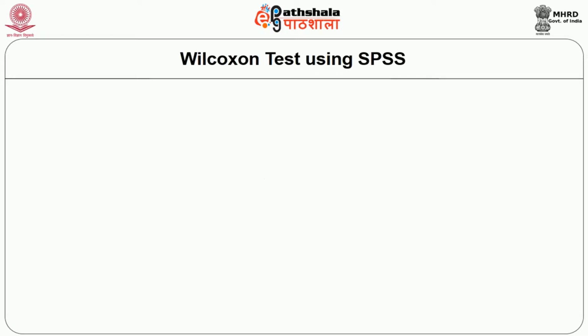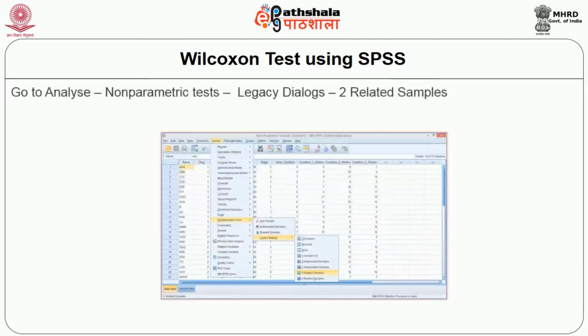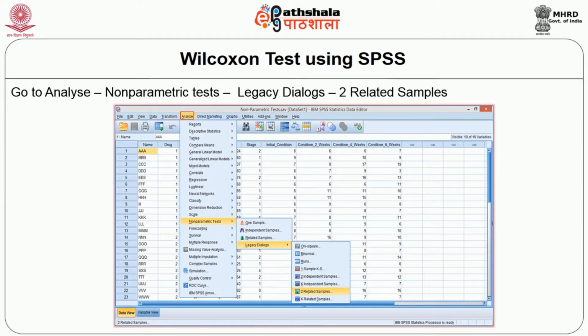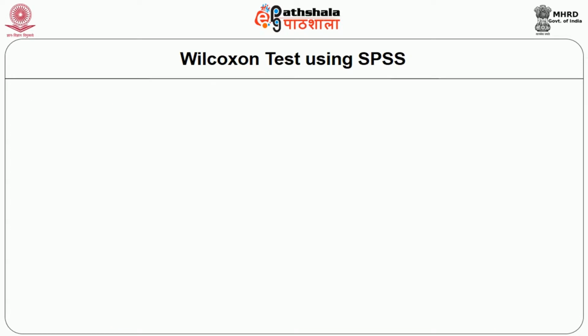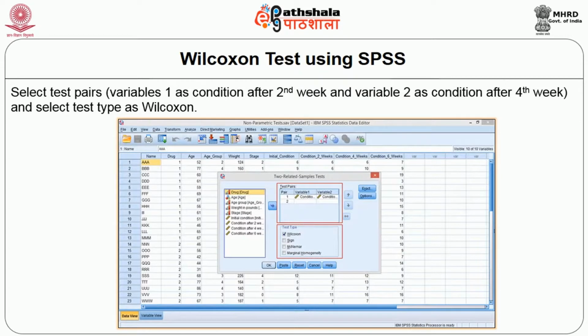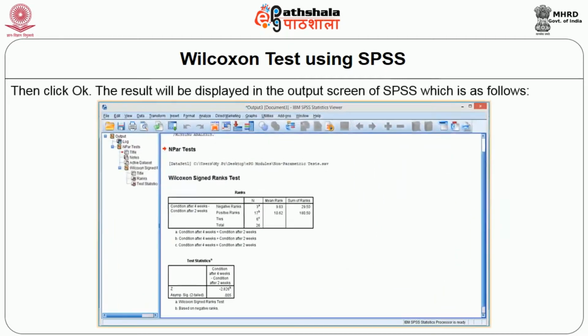Now, let us move on to the analysis with the help of the sample file non-parametric test.sav. From the menu, go to Analyze, Non-Parametric Test, Legacy Dialogs, Related Samples. Select the test pair, variable 1 as condition after second week and variable 2 as condition after fourth week, and then select test type as Wilcoxon. Then click OK. The result will be displayed in the output screen of SPSS, which is as follows.